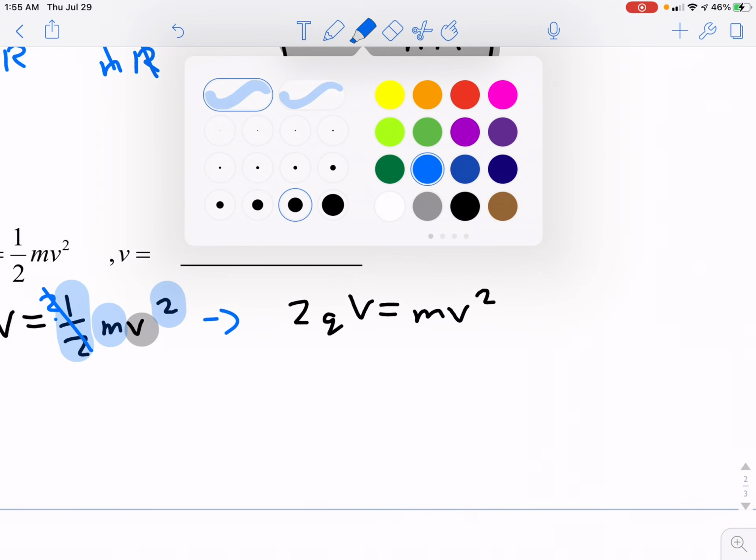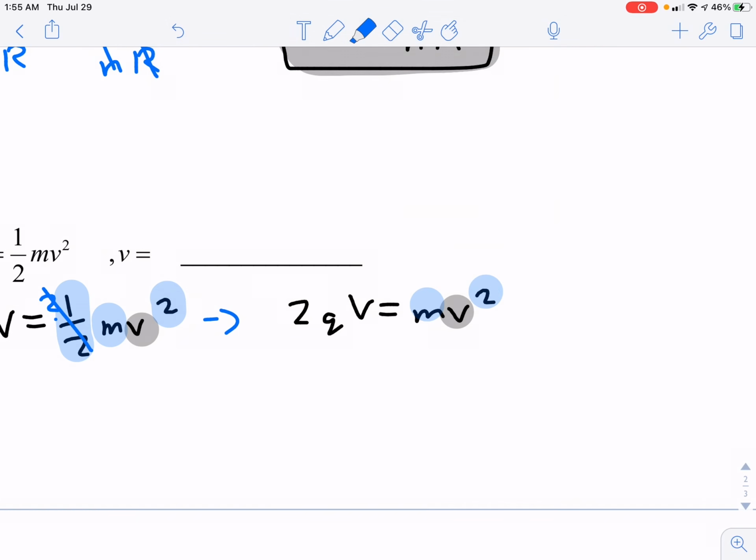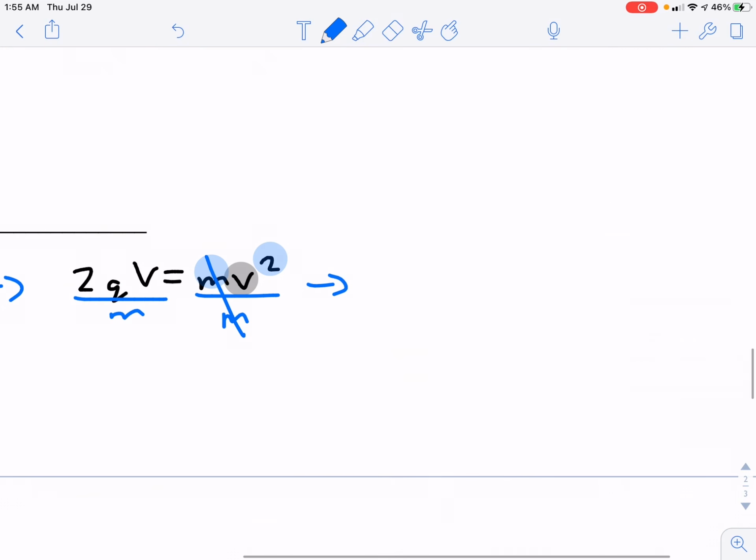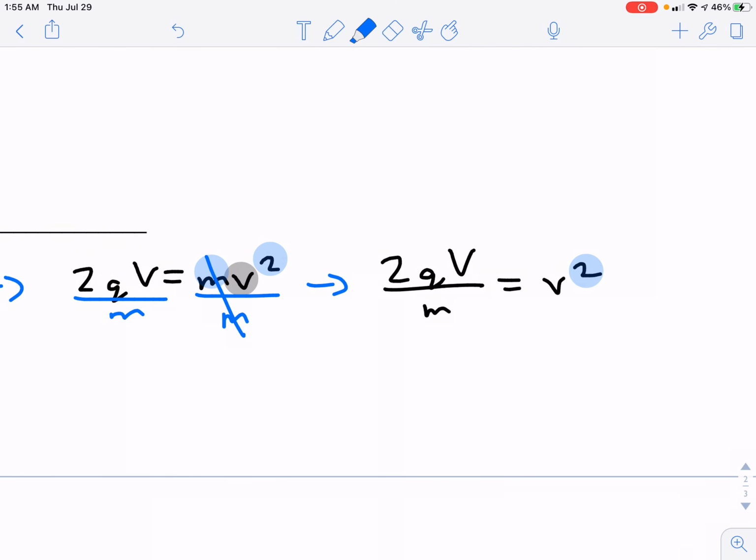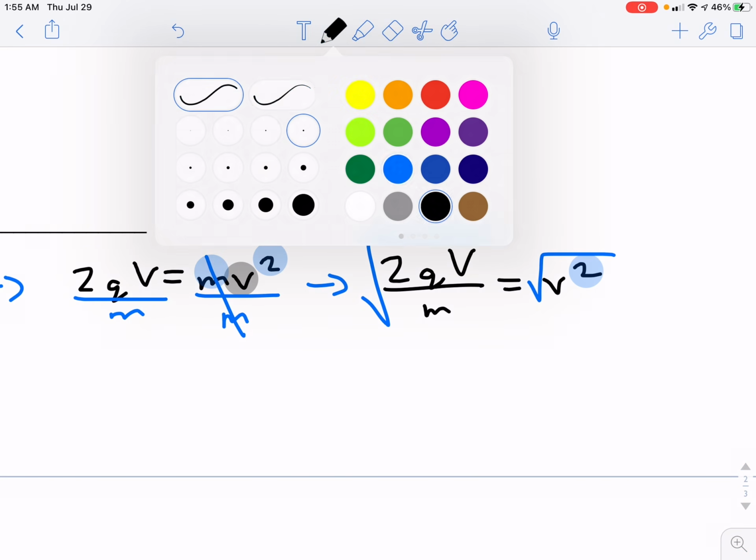Again, we're trying to get little v by itself, so we have to get rid of M and the squared. Since M is being multiplied times v squared, we can divide away the M to get rid of it. Rewriting this one more time, we get 2QV over M equals little v squared. Last step, in order to get little v by itself, we're going to square root both sides. Please remember to put the square root over the whole fraction, top and bottom. And there we go.